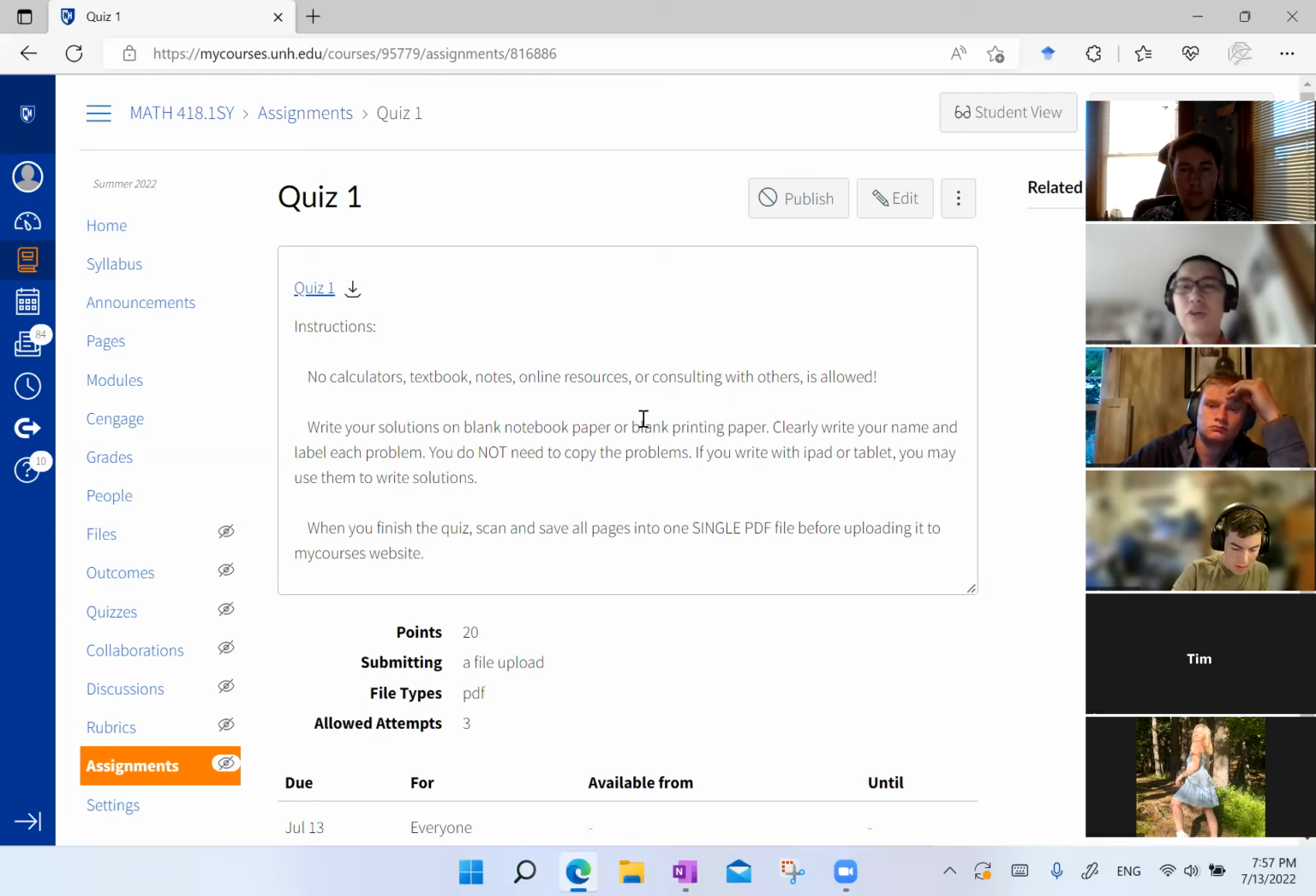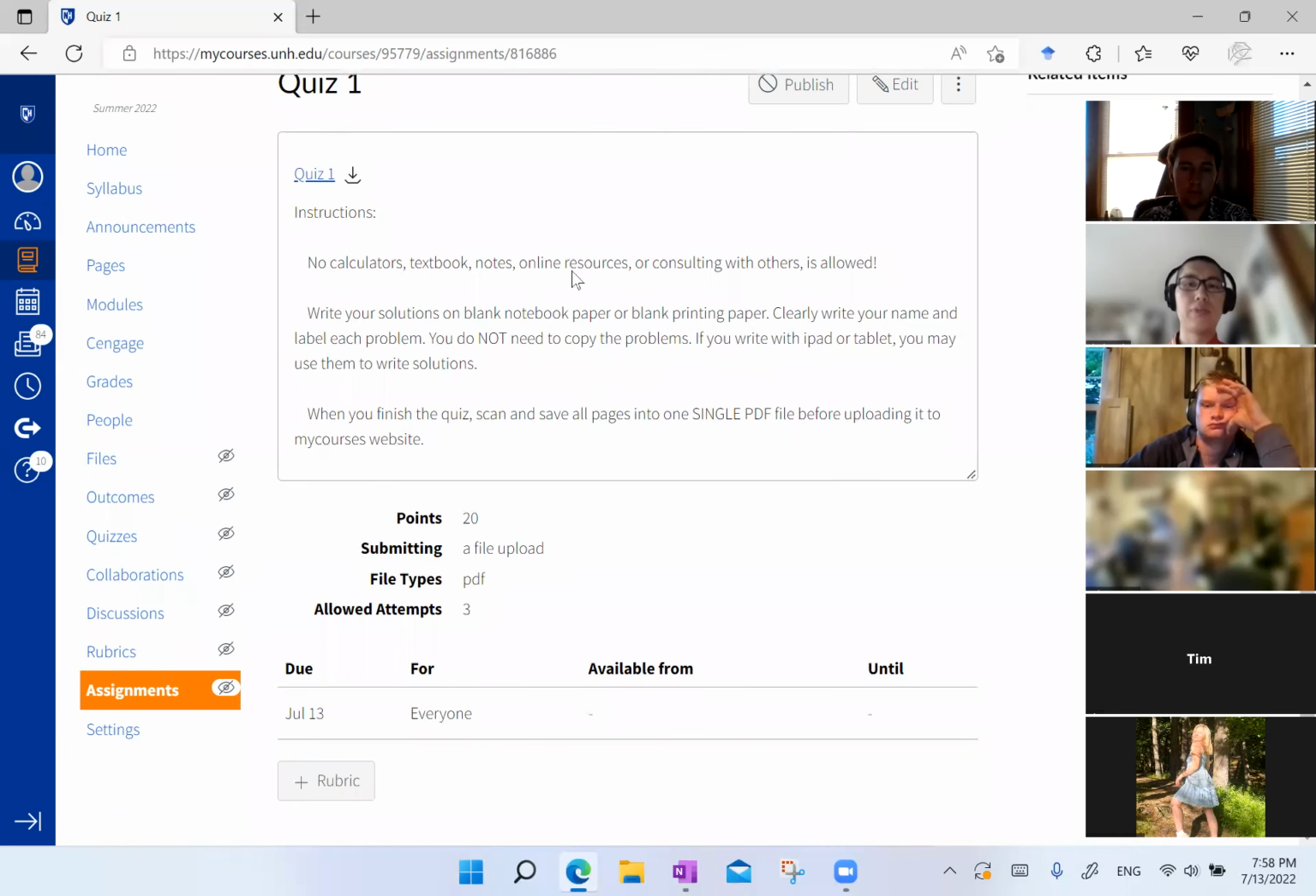If you usually write with an iPad or tablet, that's totally fine. You can write down the solutions on those devices and save it as a PDF at the end. But if you work on paper, just make sure that you scan all pages into a single PDF file. I don't want to have multiple pages attached when you submit your work. And I don't want to see pictures, because pictures are very difficult for me to grade. PDF files are the best. So make sure you submit your solution in the correct format to avoid any problems.